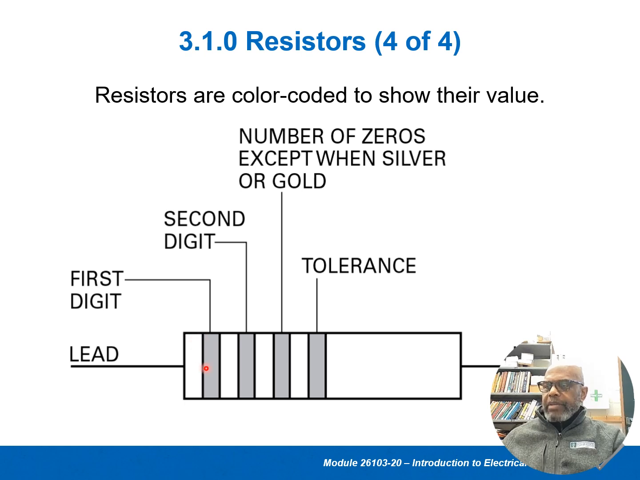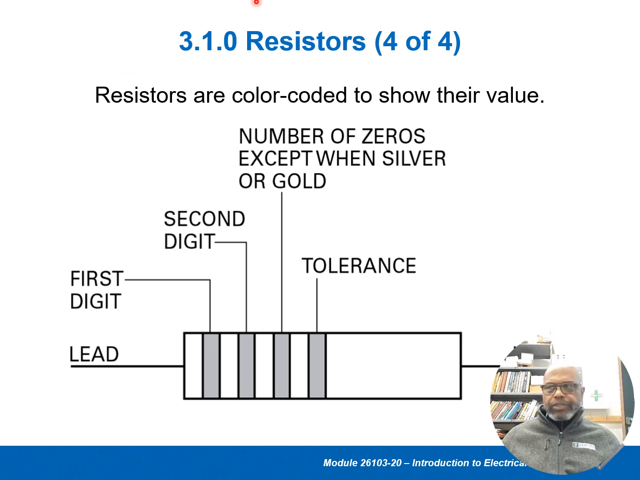The bands are usually close to one end, and you start reading from the closest one, from left to right. So if you look at this, this will be the first band, the second band, the third band, the fourth band. The first two will tell you the number of the resistance.